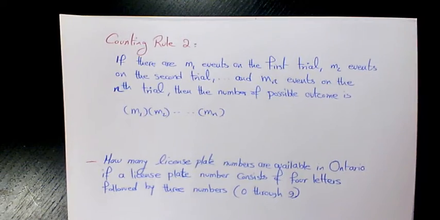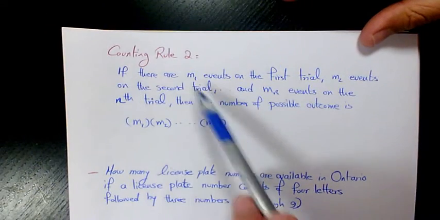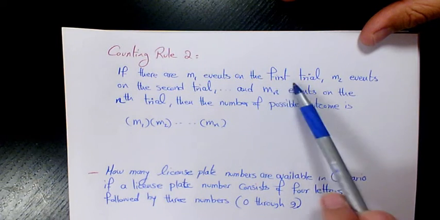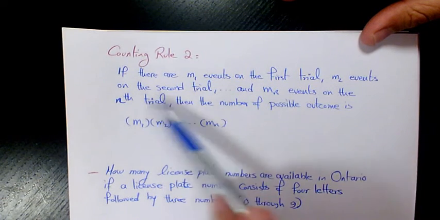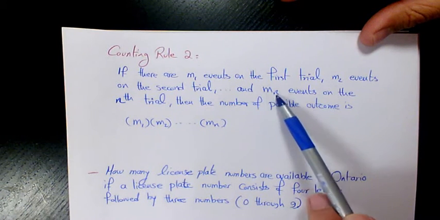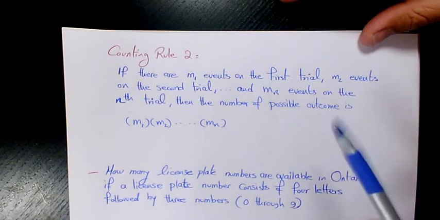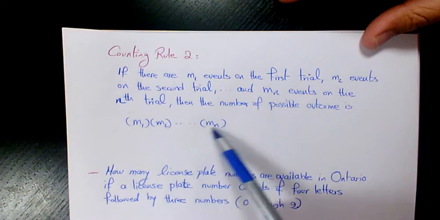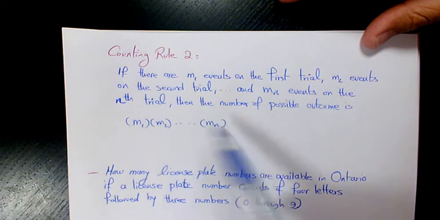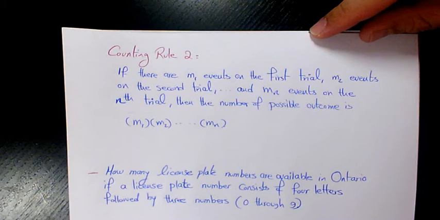Now let's look at rule number 2. Counting rule number 2 says that if there are m1 events on the first trial, m2 events on the second trial, and so on until you get mn events on the nth trial, then the total number of outcomes is m1 times m2 all the way to mn. So basically you need to multiply the number of events in each trial.